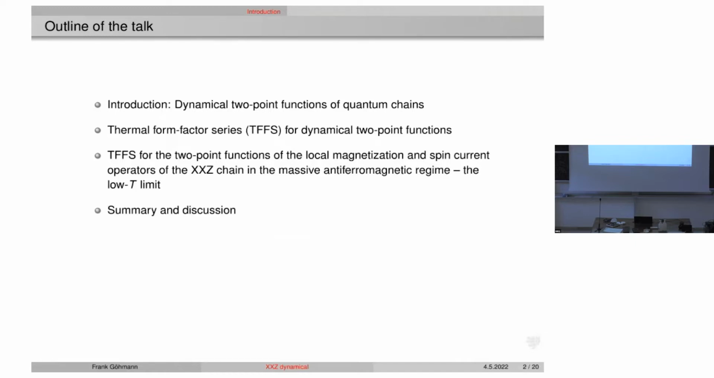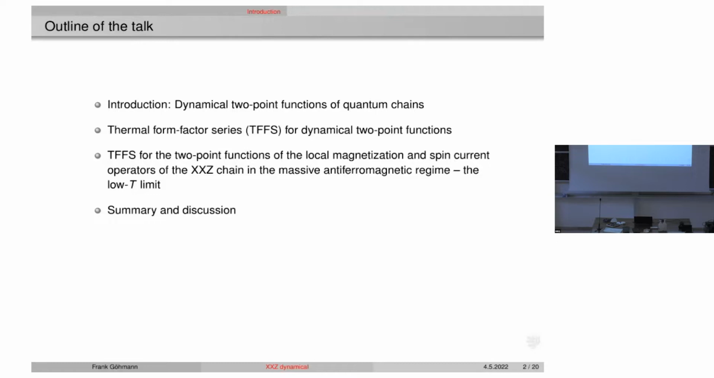Because the audience is so diverse and because Filippo asked me to do so, I'll stay on a descriptive and introductory level with everything. Especially I've added a few slides at the beginning for those who are not working on quantum integrable systems, just to set up the stage and tell you what I'm interested in and why this might be interesting for other people. And then I'll explain you our techniques, the thermal form factor series.